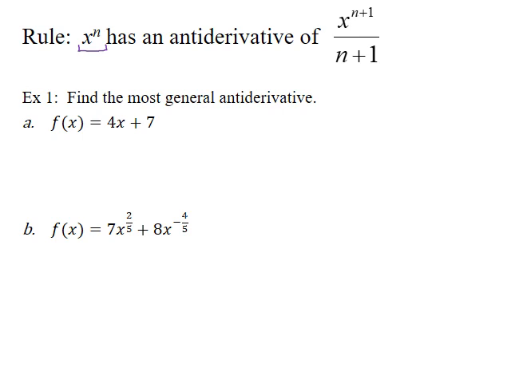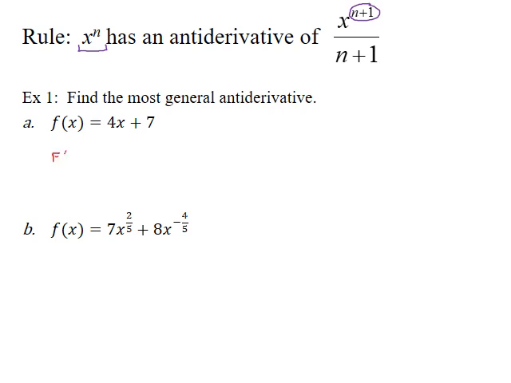Instead of subtracting 1 from the power, you are now going to add 1 to the power, so it becomes x to the n plus 1. And instead of multiplying by the power, you now have to divide by this power. So all in all, when you find an antiderivative of x to the n, you're going to raise the power up by 1, and then you're going to divide that term by whatever the new power is. So let's look at some examples of what I mean by that. So the first one, f of x equals 4x plus 7.